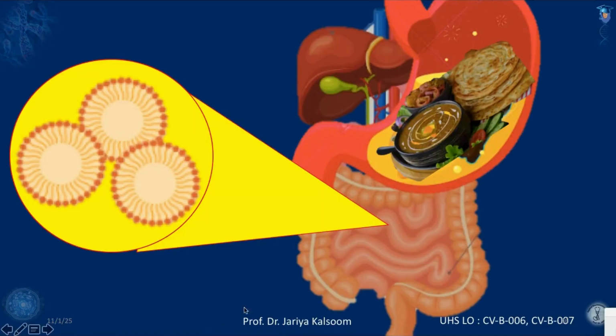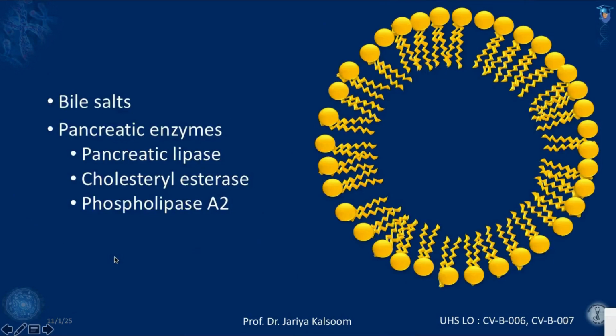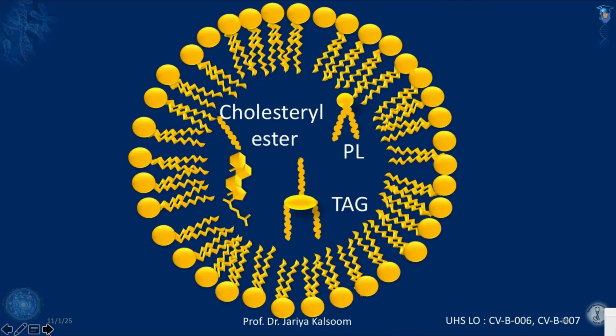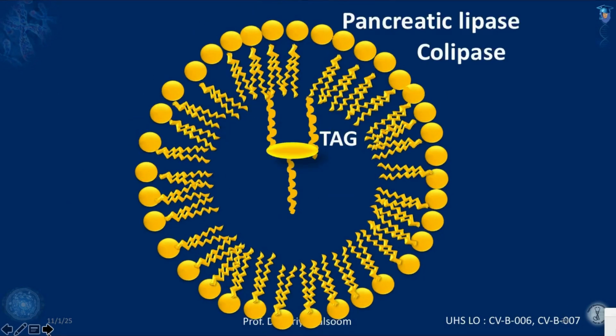After a fatty meal, the lipids form large emulsion droplets inside the GI tract. These emulsion droplets are acted upon by the bile salts plus the pancreatic enzymes. Pancreatic enzymes break down the lipids. The lipids we ingest consist of cholesterol esters, phospholipids, and triacylglycerols or TAG.